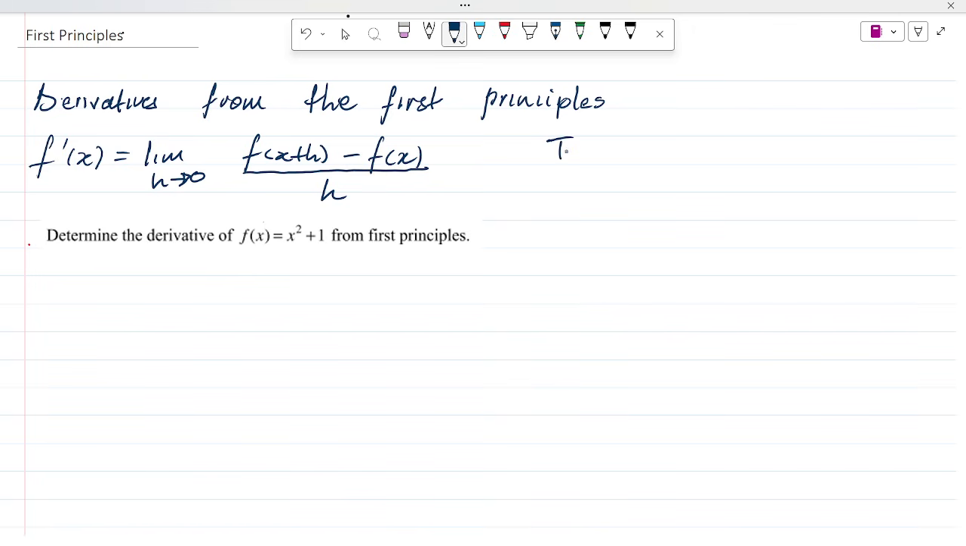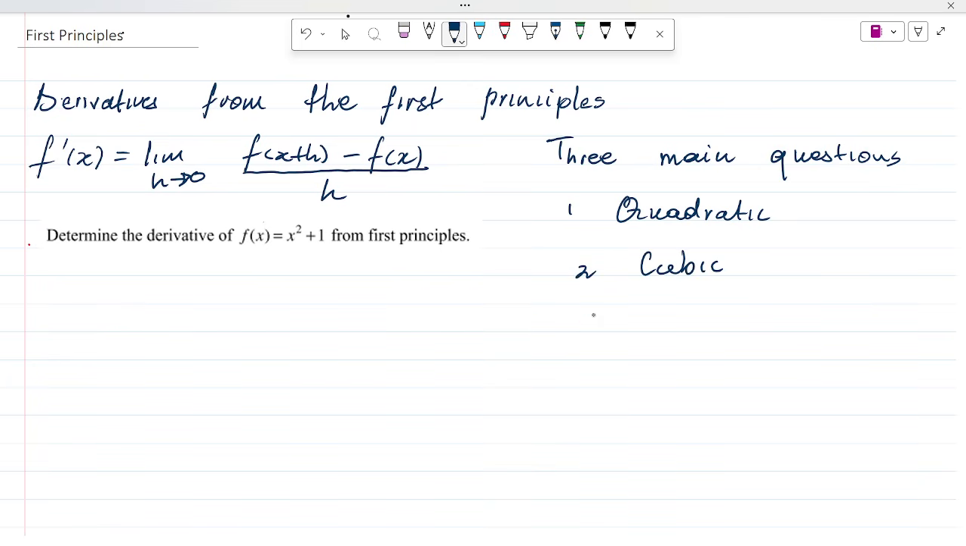So we have three main questions that we can expect from first principle. The first one will be a quadratic, followed by cubic. And then lastly, you have a rational. So these are the ones that have fractions in them.